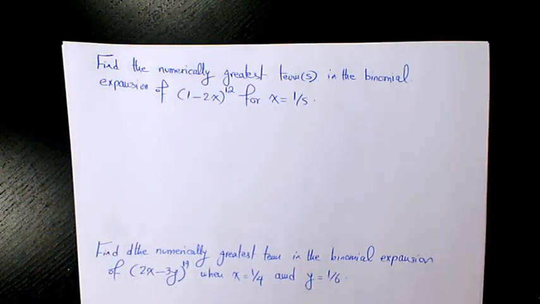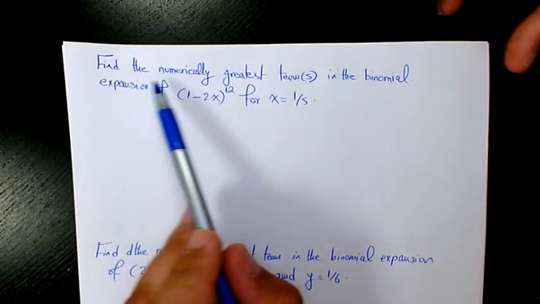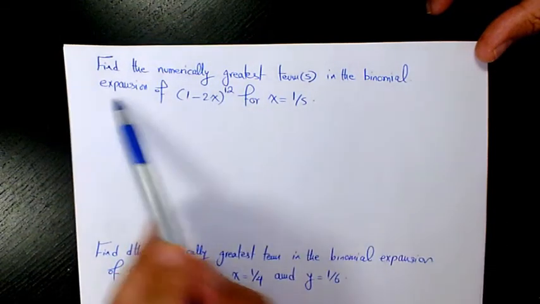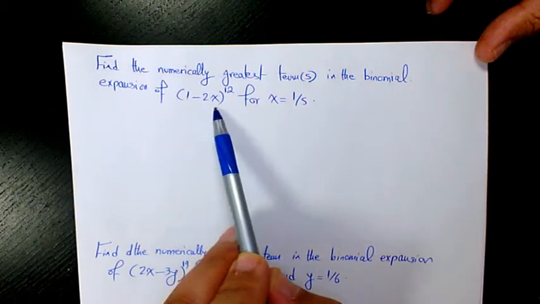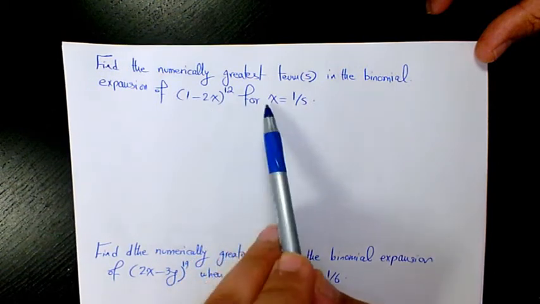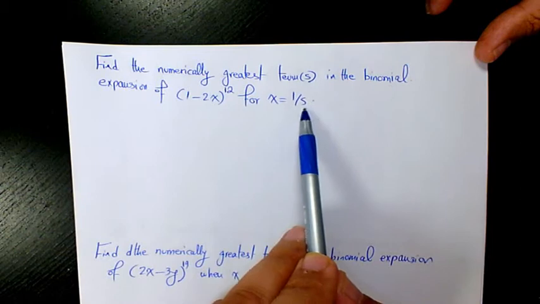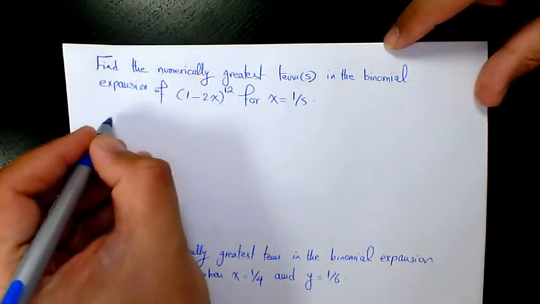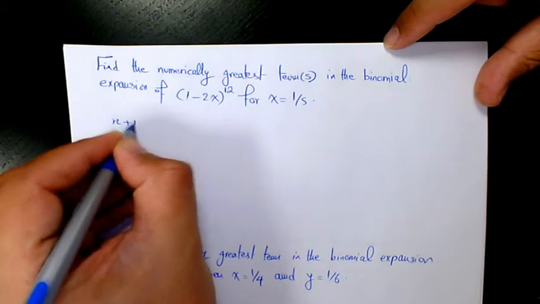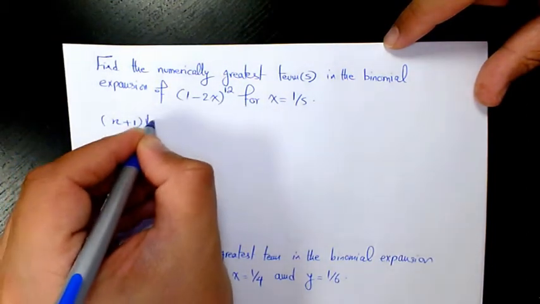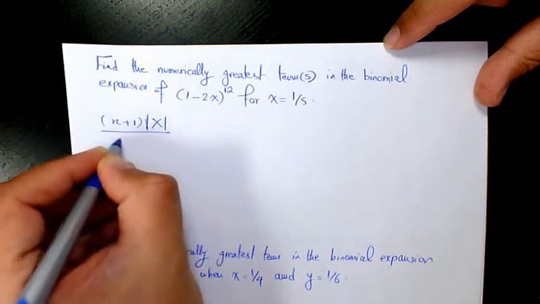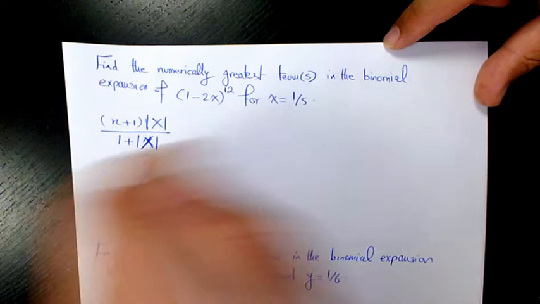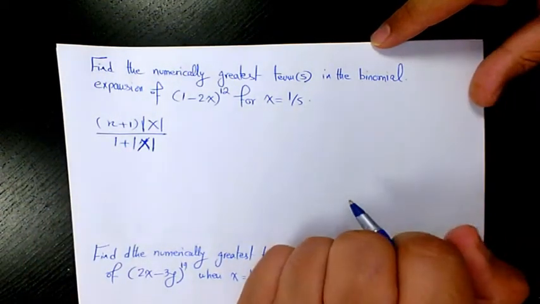So here in this first example, it says find the numerically greatest term or terms in the binomial expansion of (1 - 2x)^12 for x equals 1 over 5. So the formula we have is (n + 1) times the absolute value of capital X over 1 plus the absolute value of capital X. So now let's find out capital X first.